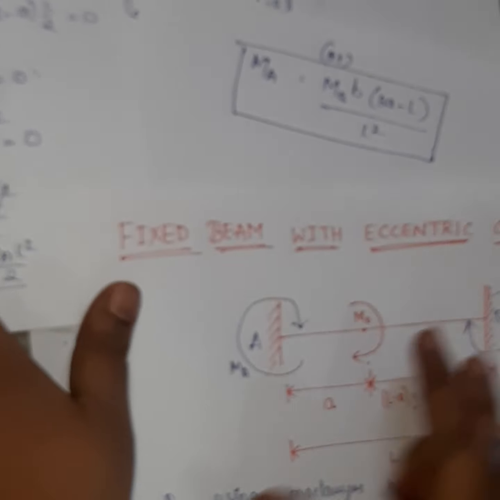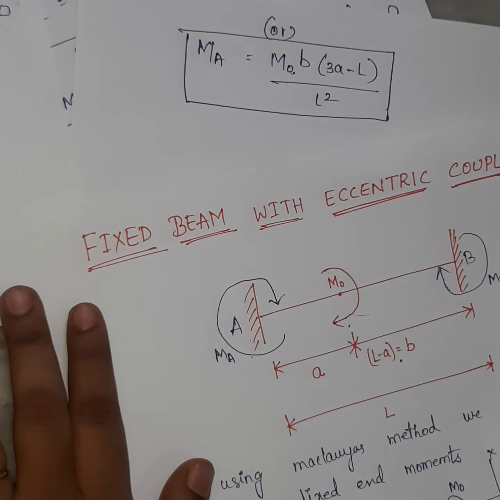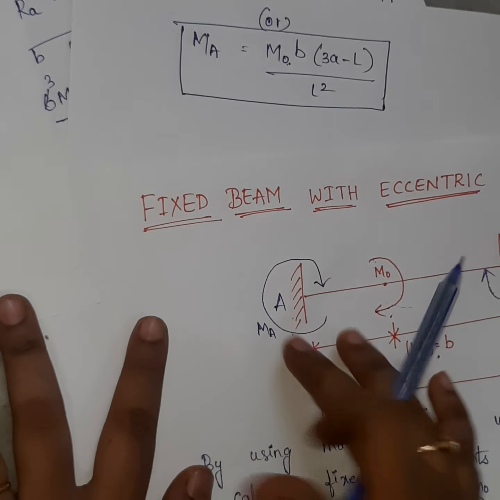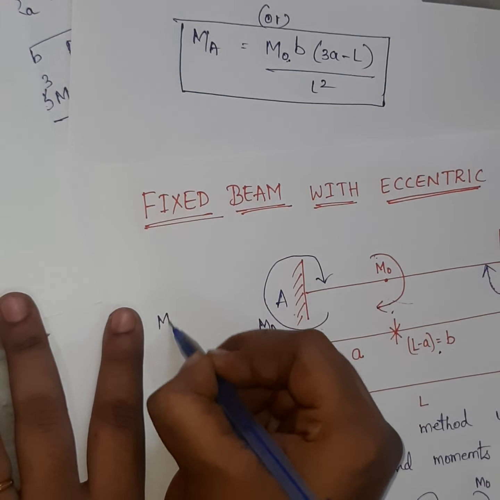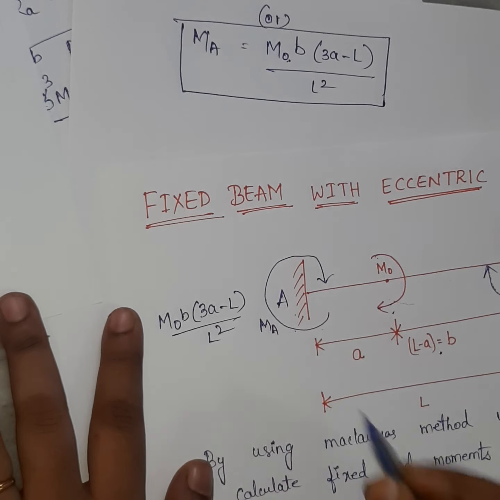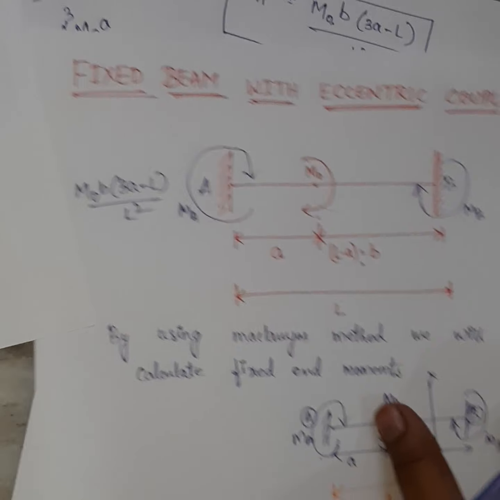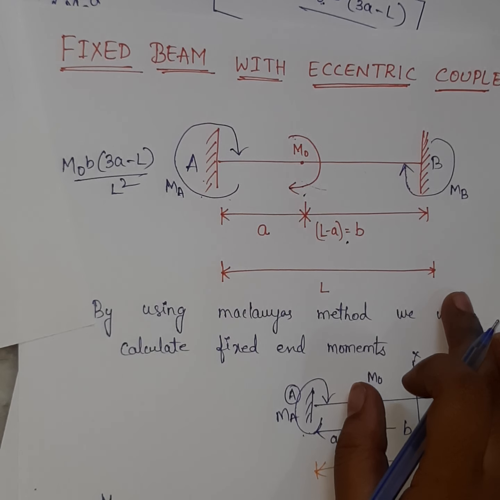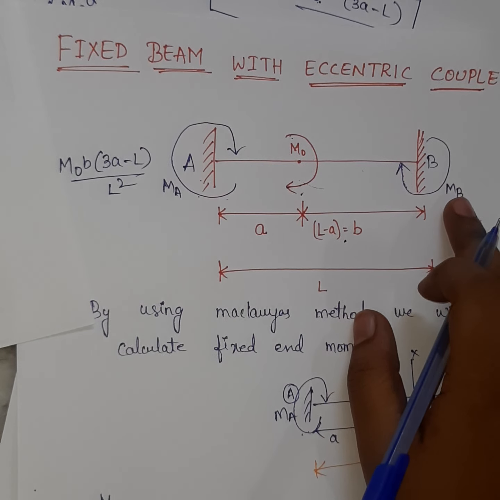What is the value of the fixed end moment at A? See here, you have got the moment at A formula, which is nothing but M naught into b into (3a minus L) by L square. This is the formula when the fixed beam is acting with some eccentric couple. So I need to calculate the moment at B also.